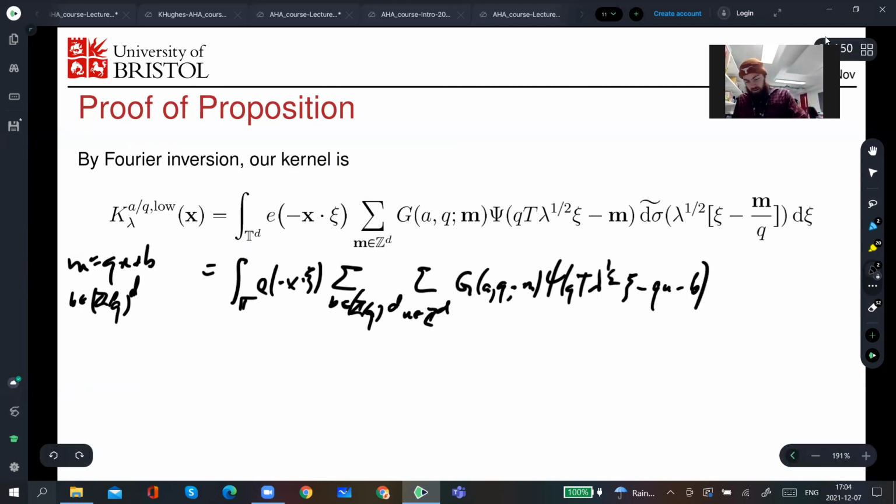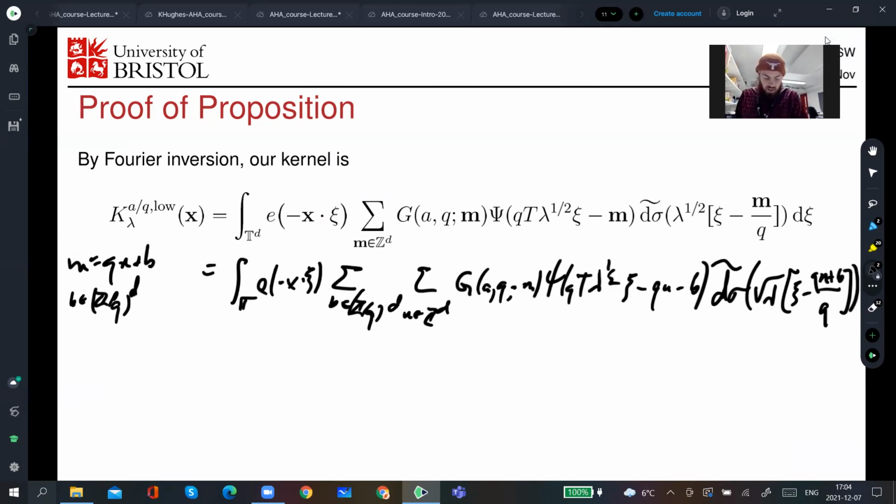And then what else? The Fourier transform of this buddy, minus n, oh sorry, qn minus b over, plus b over q. And we get to simplify this expression in a couple of ways. Oh, I didn't write this out. This is qn plus b down here.